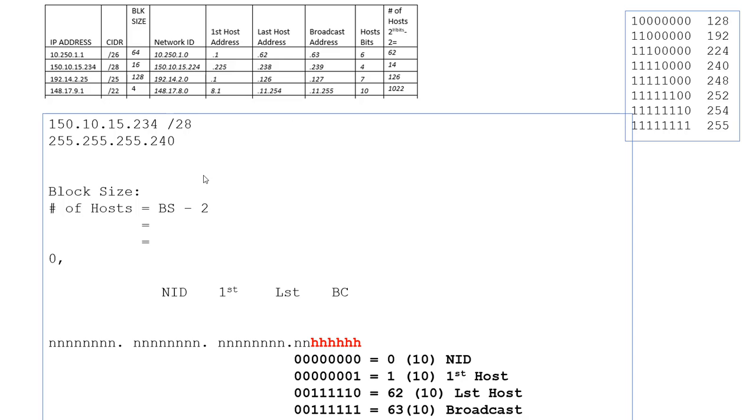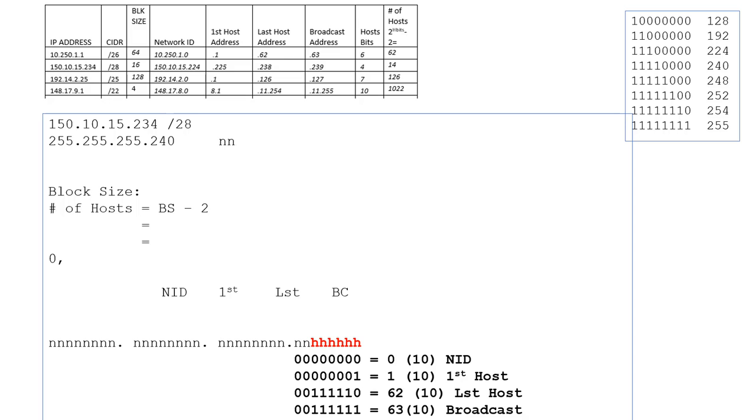So I need 4 additional bits because it's 28. The third octet brings us up to 24, and then I need 4 more. There are those 4 bits right there for a decimal value of 240, and that's what you see here. Now I'm going to write this out so you can see this a little more clearly.